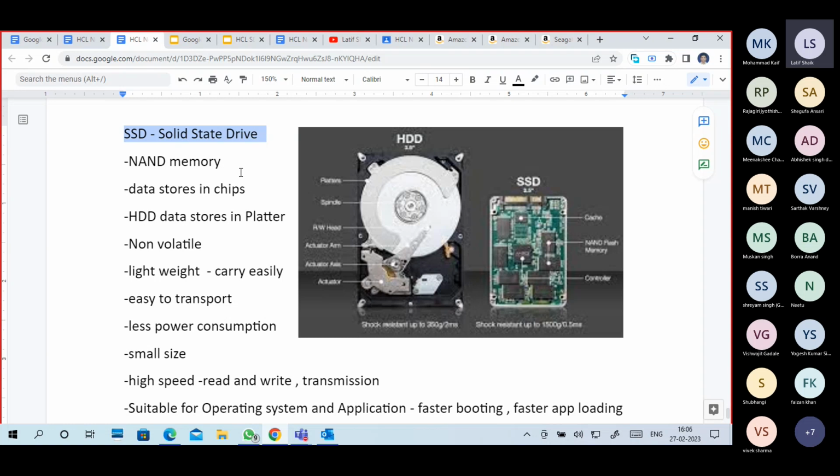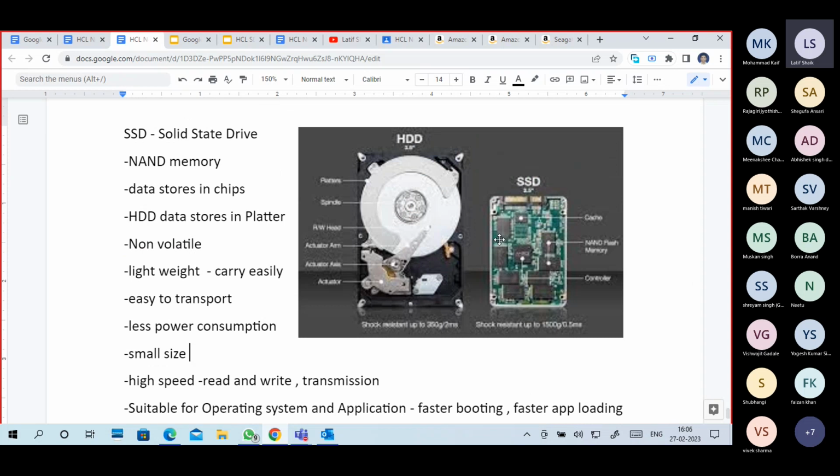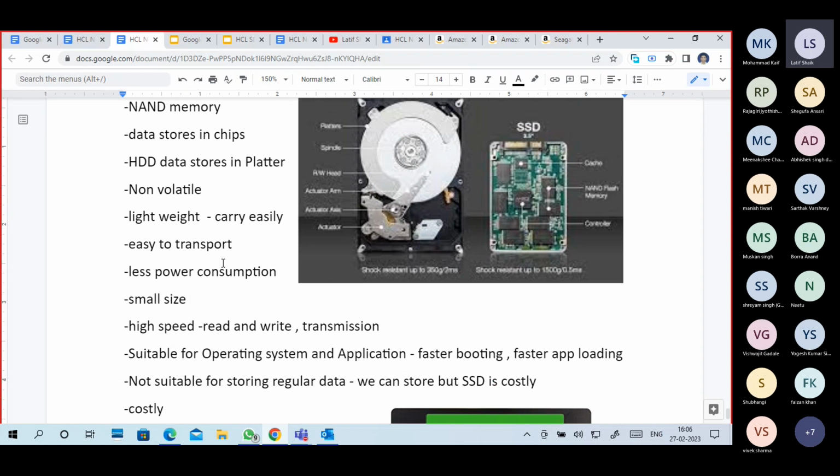And what about SSD, guys? Compared to a hard disk, it's light in weight. It is very easy to carry, easy to transport, with less power consumption and a very small size. So it's lightweight, easy to carry and transport, low in power consumption, and small in size.